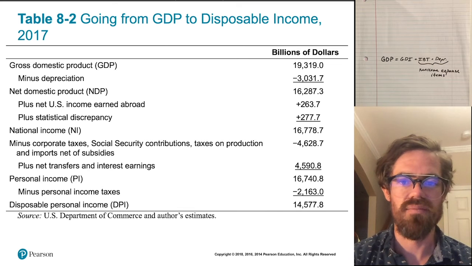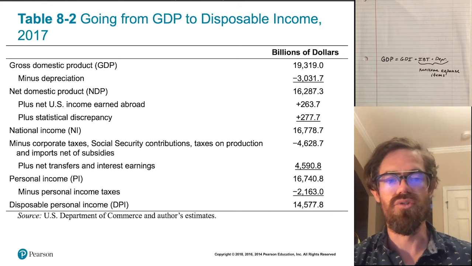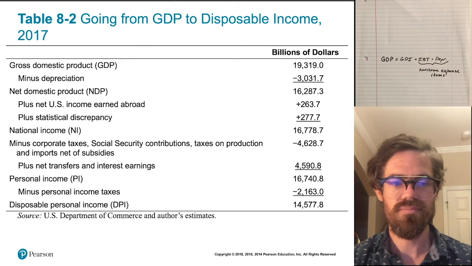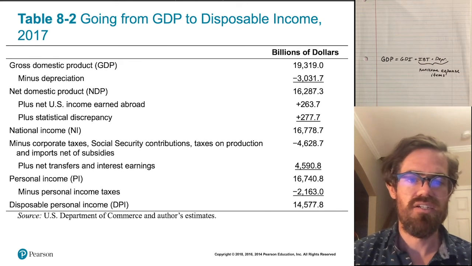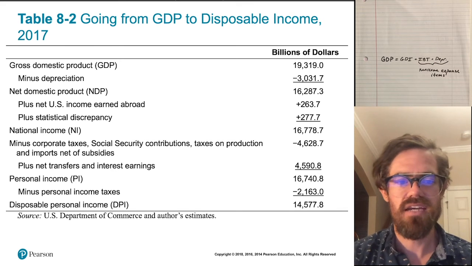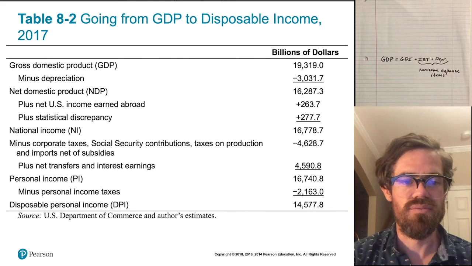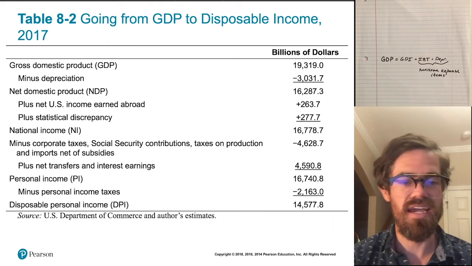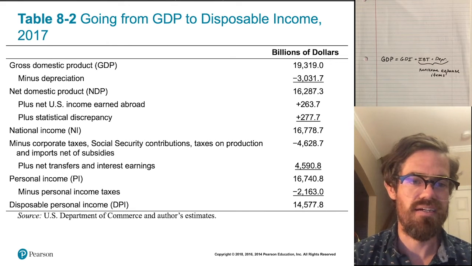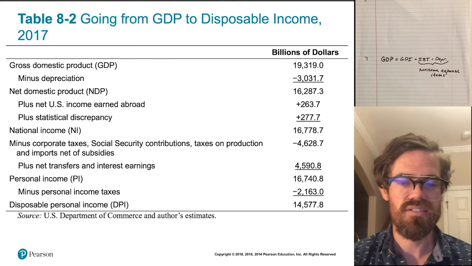So that's national income. It's basically the income that's paid to all of the factors of production owned by a country's residents. Now, once we take away corporate taxes, social security taxes, taxes on production and imports, and then we also take away from that subsidies, which are negative taxes, and then we also add net transfers and interest, we get to personal income.